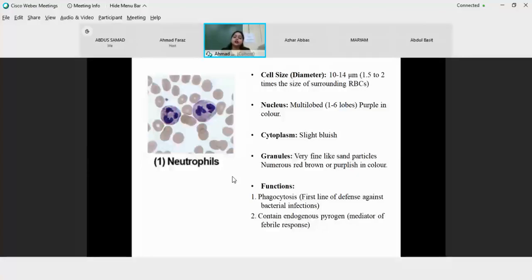Then what are the functions of the neutrophils? They are the first line of defense against bacterial infection, that is phagocytosis. They also contain endogenous pyrogens that are mediators of the febrile response.